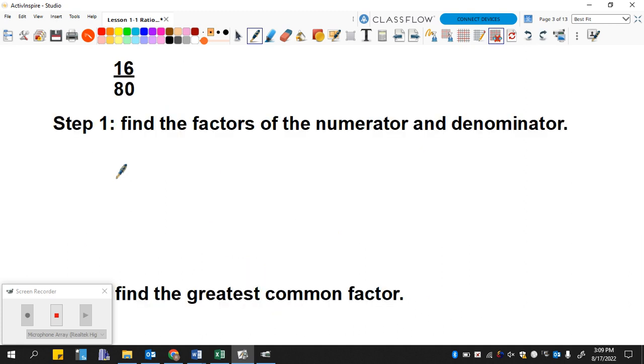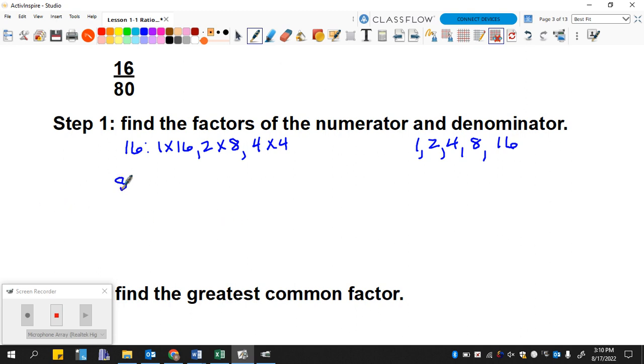Next, 16 over 80, or 16/80ths. Find the factors of the numerator and denominator. Well, 16 is 1 times 16, 2 times 8, 3 doesn't go into 16, and we have 4 times 4. So the factors of 16 are, and I'm going to write them as 1, 2, 4, 8, and 16.